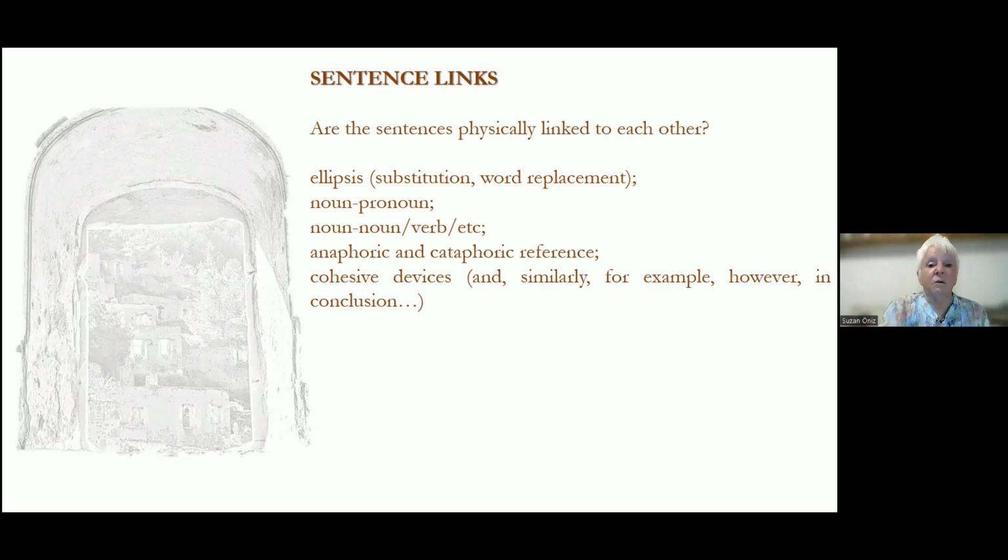So some kind of substitution, word replacement, or ellipsis in short, can be done. Noun to pronoun referencing can be done. Noun, or noun to verb with synonyms, or as we saw, effect and to affect, noun and verb. We need to explain what anaphoric, cataphoric reference is without talking about anaphoric and cataphoric, just referring to the sentence just before, referring to the sentence coming after. And of course, cohesive devices, which in most cases are covered in class anyway, but these play an important role.